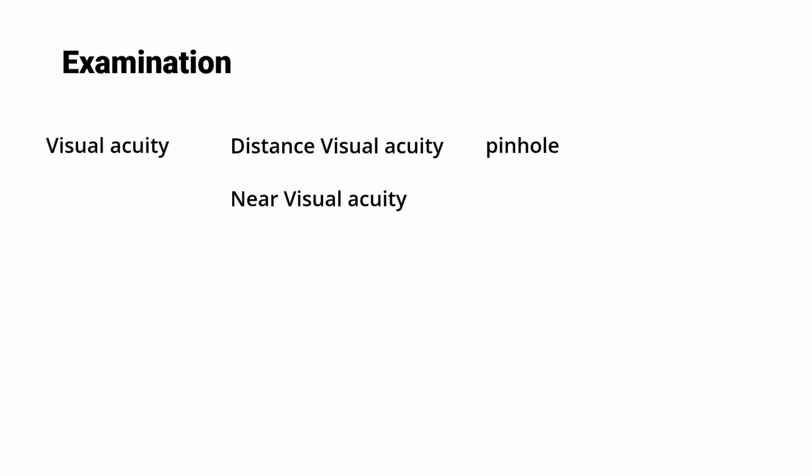So after that, any examination will be similar to any other case. First will be your visual acuity. You will check the distant visual acuity. If it is normal, you will write normal. If it is not 6/6, you will do the pinhole test and check if it improves to 6/6 on the Snellen's visual acuity. You will also do the near visual acuity test and record whether the near vision is N6 or N8, whatever is the near vision.